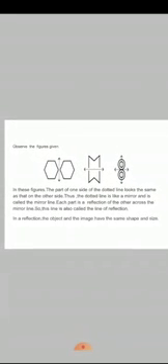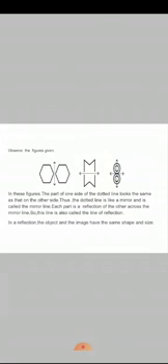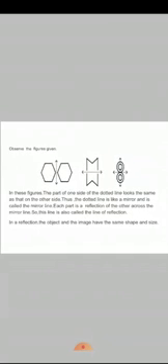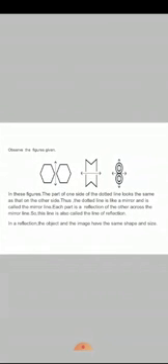The dotted line looks like a mirror and is called a mirror line. Each part is a reflection of the other across the mirror line. So this line is called a line of reflection. In a reflection, the object and the image have the same shape and size.